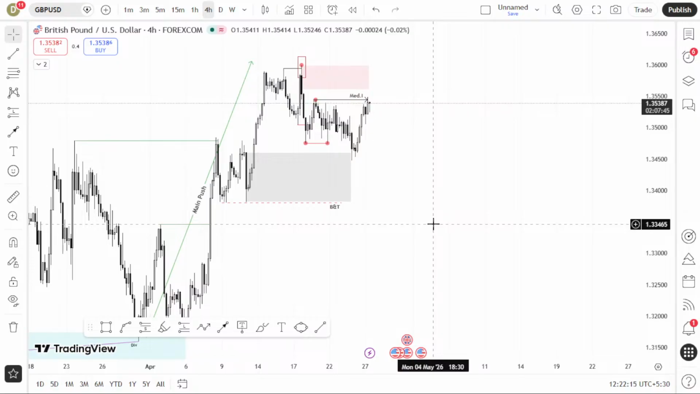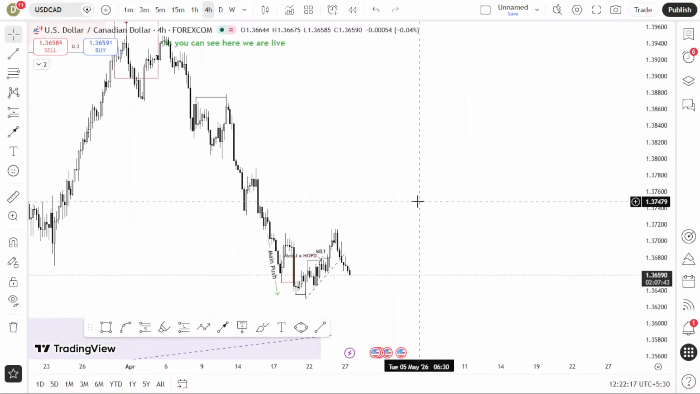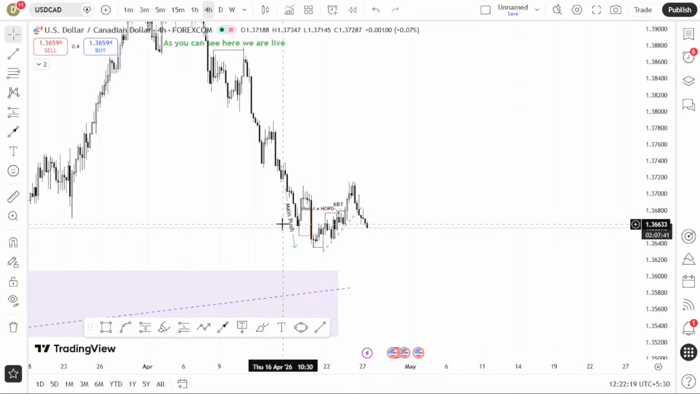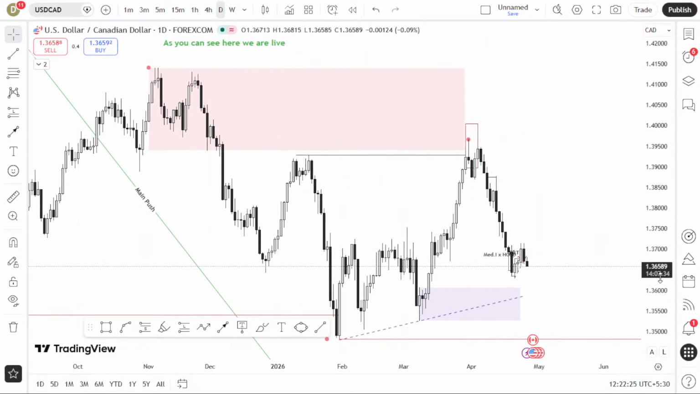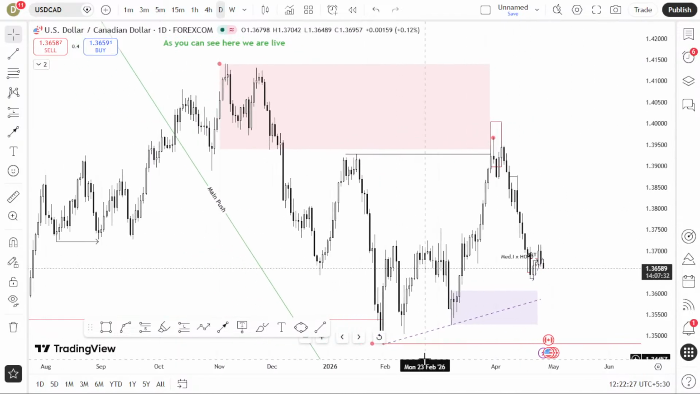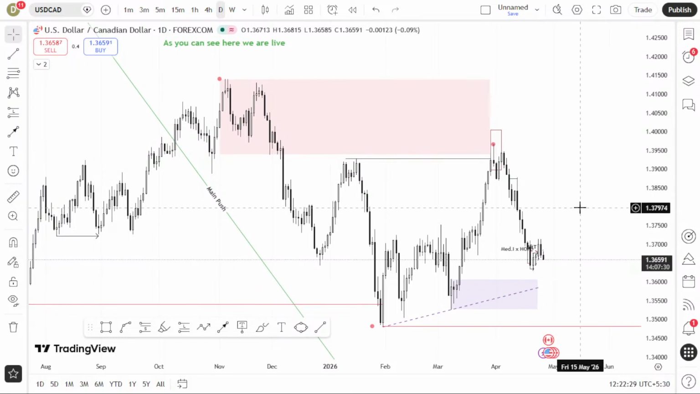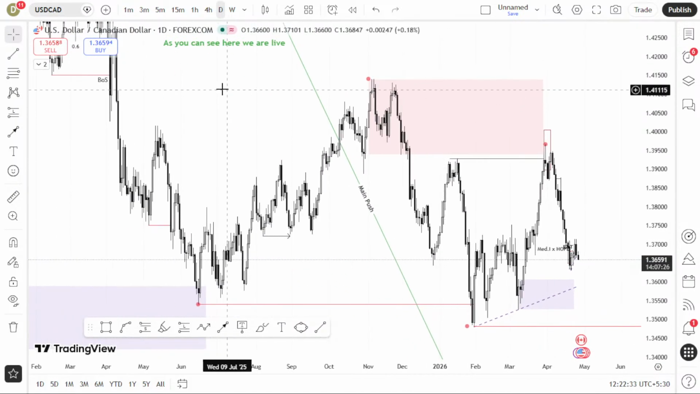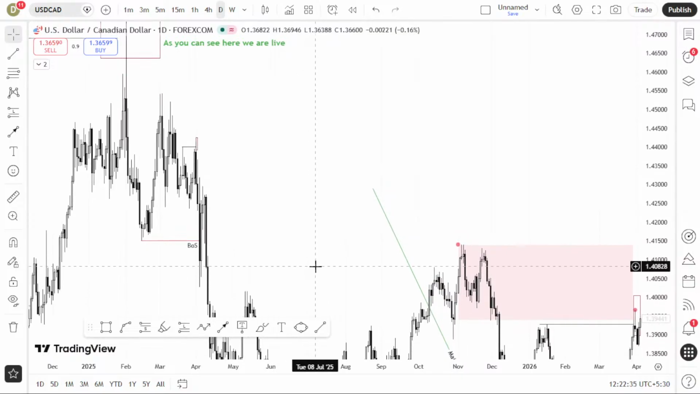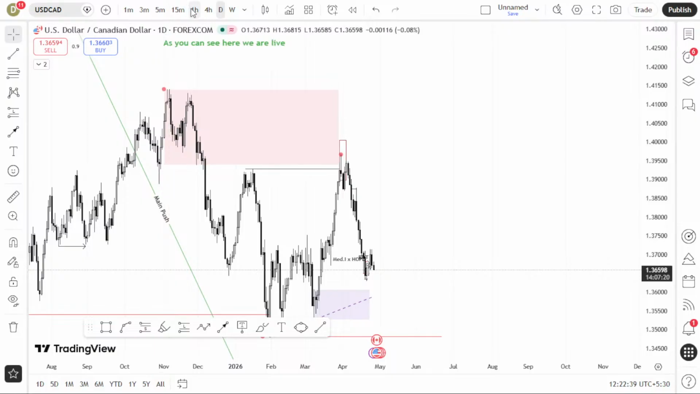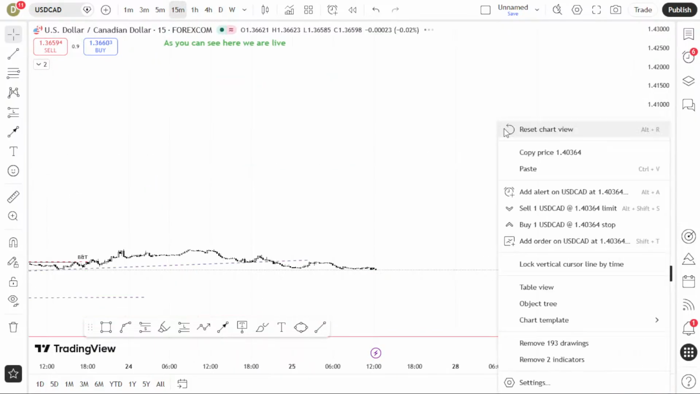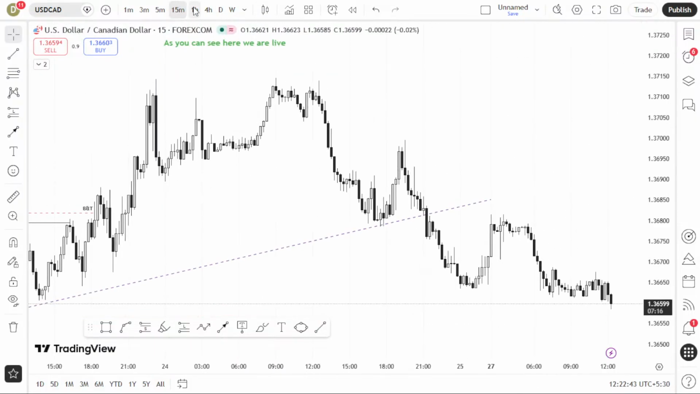Now we will look at USD CAD. We'll see how it is going on. Honestly, I think USD CAD has been cleaner in terms of direction analysis, and I think there were some trades that I missed as well. If you see in the higher time frame, USD CAD is bearish, and in the intra session as well, it is extremely bearish.